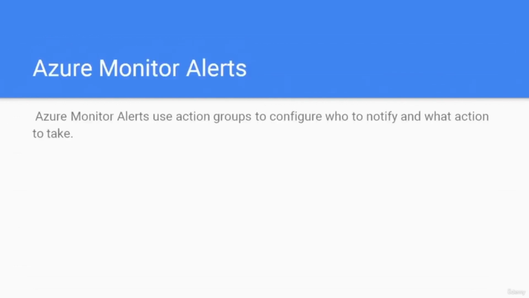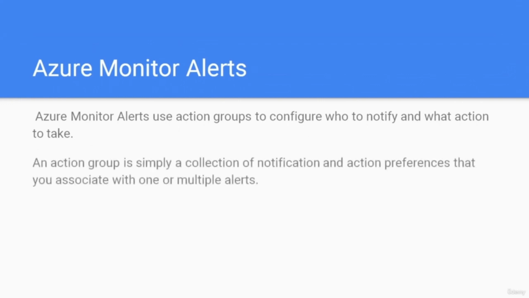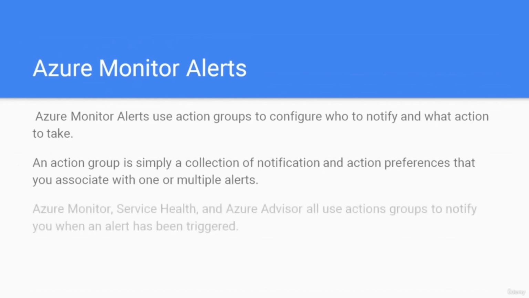Azure Monitor Alerts use action groups to configure who to notify and what action to take. An action group is simply a collection of notification and action preferences that you associate with one or multiple alerts. Azure Monitor, Service Health, and Azure Advisor all use action groups to notify you when an alert has been triggered.